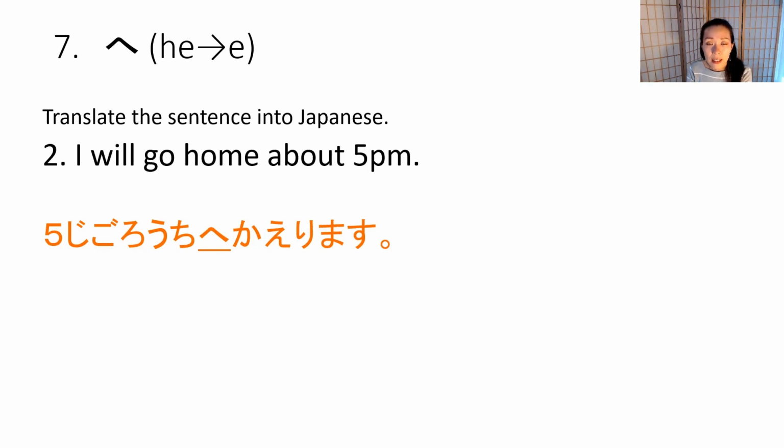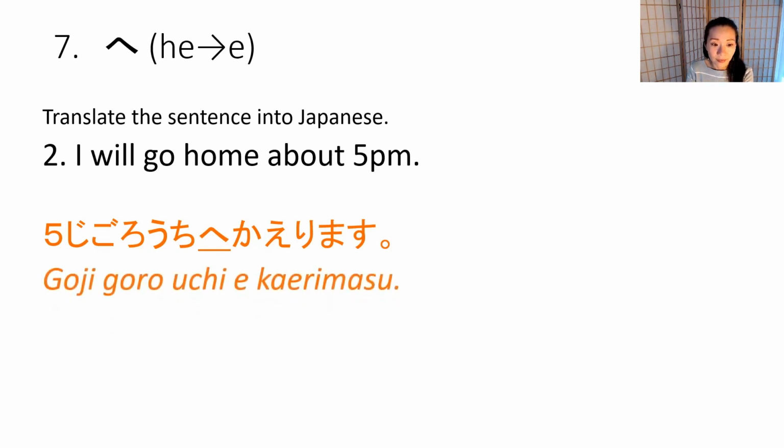Then 家 is the destination or goal of the location. So then the particle へ, 帰ります。Repeat after me. 5時ごろ家へ帰ります。はい。One more time. 5時ごろ家へ帰ります。はい。You can use に as well. に or へ indicate the destination. You can use them interchangeably.